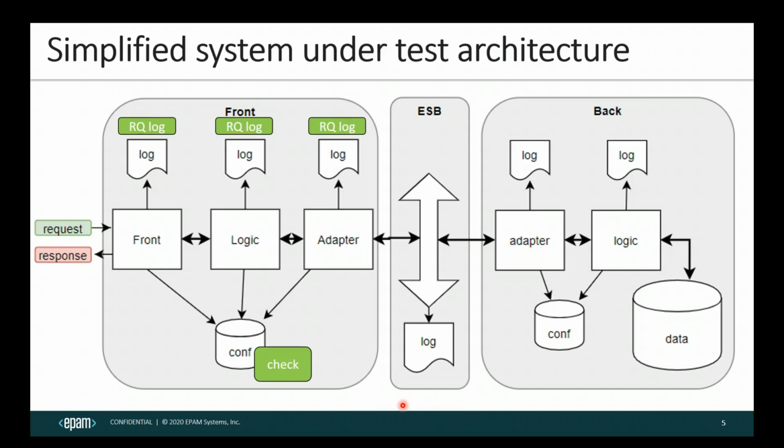The next subsystem is the messaging layer, which has hundreds of queues, message brokers, etc. And we need to check here too. And the backend system has its own adapter logic, some configurations, and a database. One message can produce multiple SQL requests and so on. We need to check everything here to make sure that it's working.